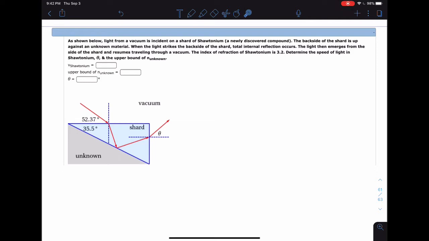Determine the speed of light in chautonium, theta, and the upper bound of the index of refraction for the unknown material. That's what this n unknown is. It's the index of refraction for the unknown material.